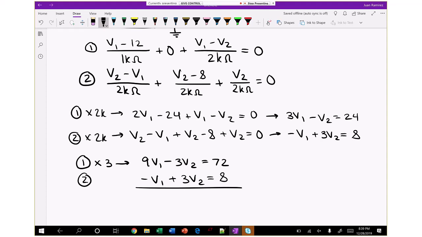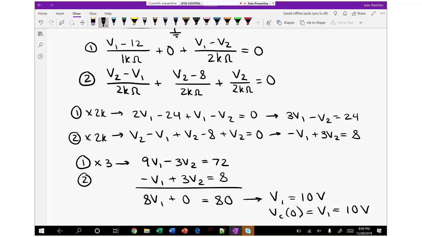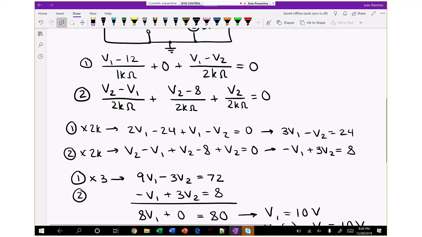Add the two equations, because we can do this to solve a system of equations. Process of elimination, so 9v1 minus v1 gives you 8v1. Negative 3v2 plus 3v2 is 0. And that's equal to 80. So v1 is equal to 10 volts. And we said VC of 0 is equal to v1 by inspection. So VC of 0 is equal to 10 volts. Okay, that's the first part. Alright, so that's step 1.